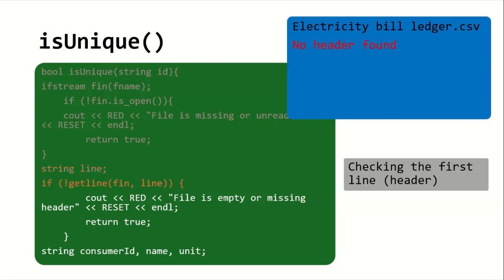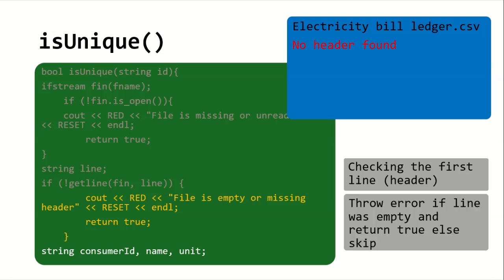So if we were unable to read the file, we were unable to receive a line initially. The initial line is the header. If we don't find the header, we are going to throw an error. So checking the first line, if we did not find any header, we are going to throw an error. But if we were able to find a line, like the header was found, we are going to skip the header and move to the next line of the code.